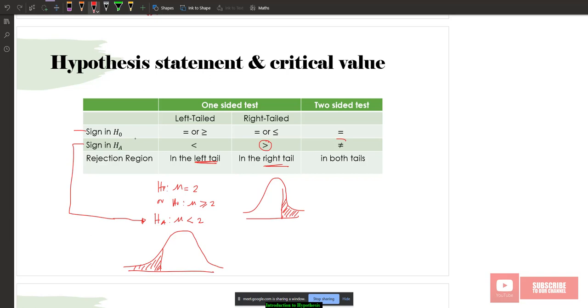If the alternative hypothesis is inequality, it should be on both tails. So it's a two-sided distribution. This is the rejection region for both tails, this is the rejection region on the right-hand side, and this is the rejection region on the left tail, right? So basically, in order to know where the rejection region is, either left, right or both, it depends on the alternative hypothesis, right?